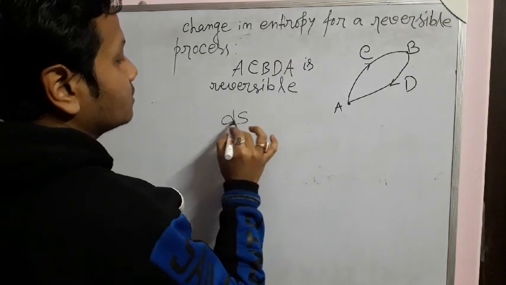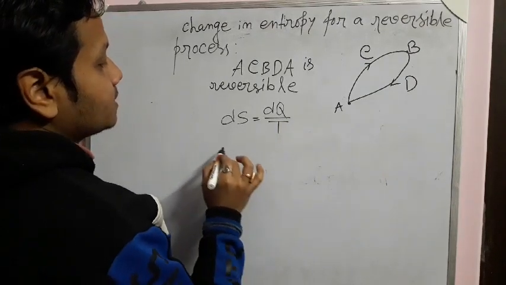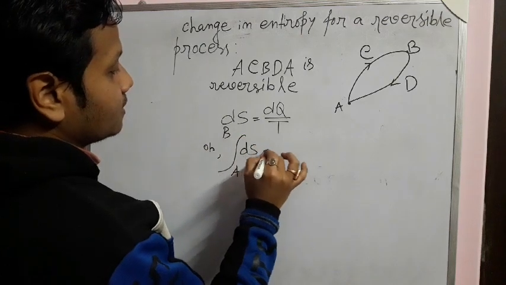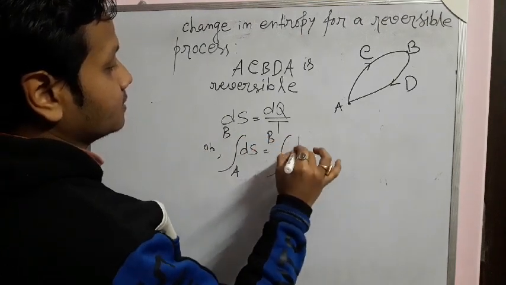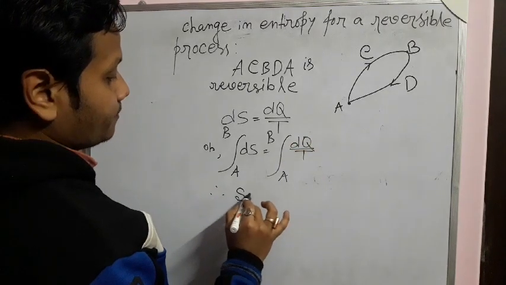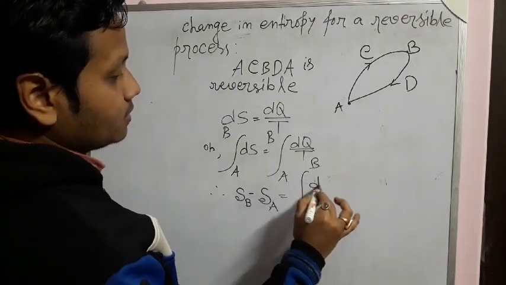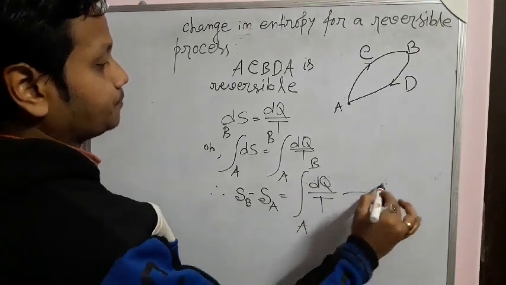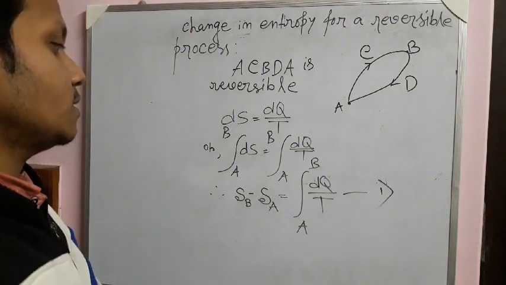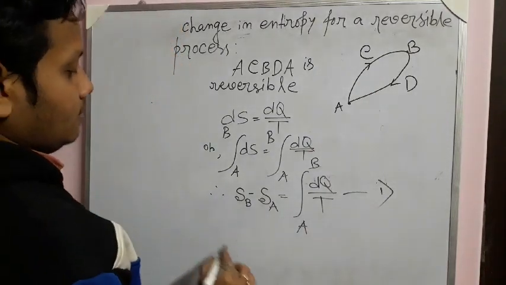What will be the change in entropy in going from A to B? We know the formula, dS equals dQ by T. Integrate it over A to B. That gives the integral of dQ upon T. So my result will be S_B minus S_A, the final and initial entropy. So this must be equal to the integral from A to B of dQ by T. Let us name this equation 1. This is the change in entropy in going from A to B via the ACB path.